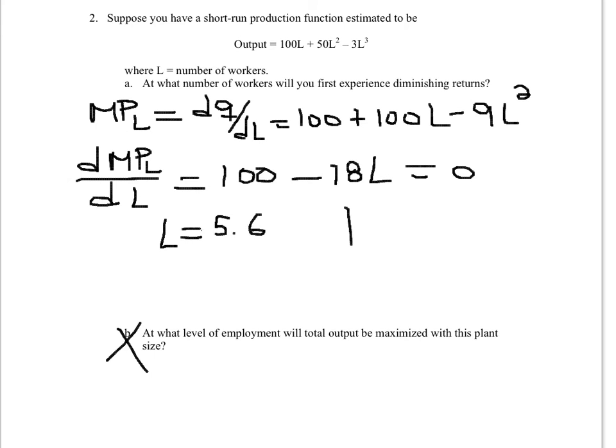Okay, so that's the point at which, if you have L here and MPL here, this is this point right here, right? So this point right here, L equals 5.6. All right.